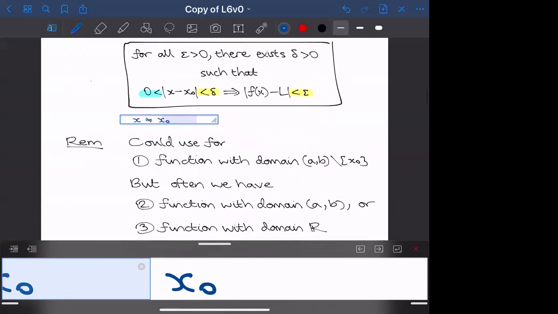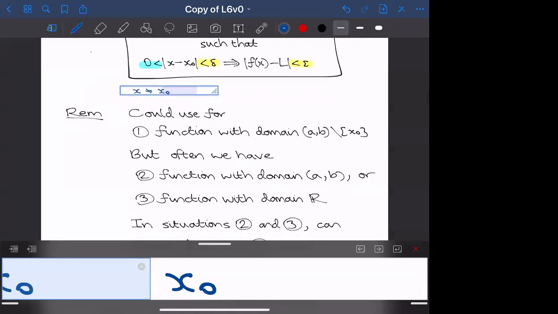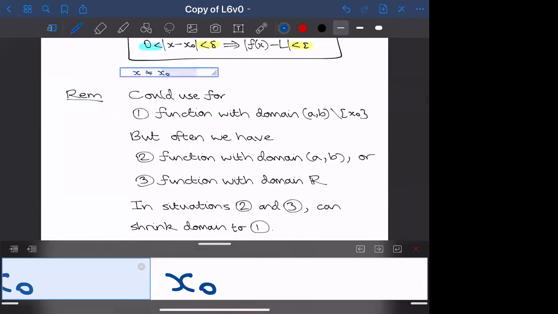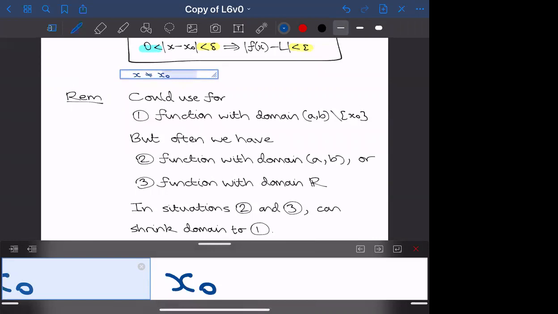But often, the function is defined at x0. Often it's defined on the whole of R. But the definition still works if it's not. It still works if it's just defined in a small interval near x0, and it doesn't have to be defined at x0. Okay, so as I say, if we have a function with domain R, we can make a function with any smaller domain.